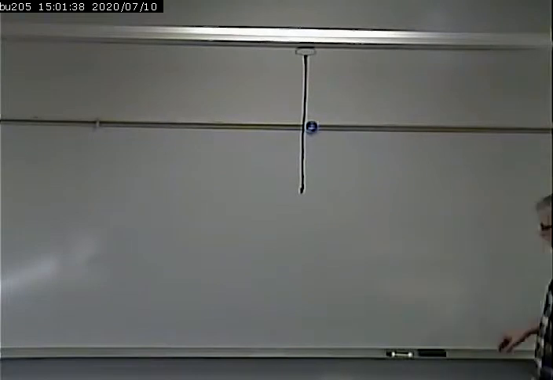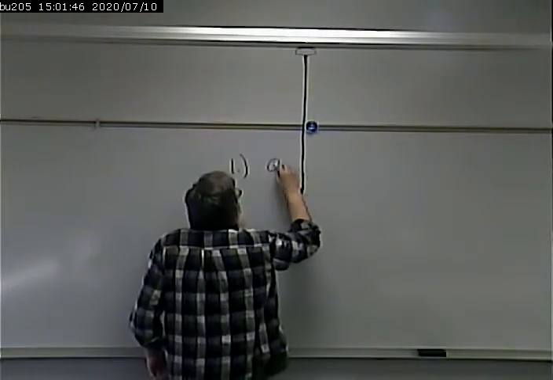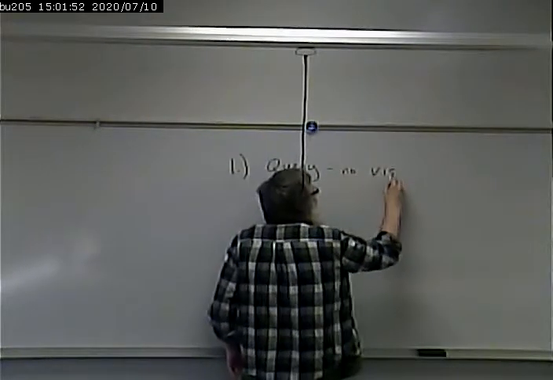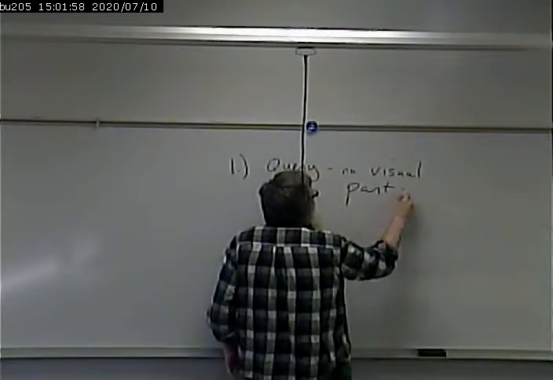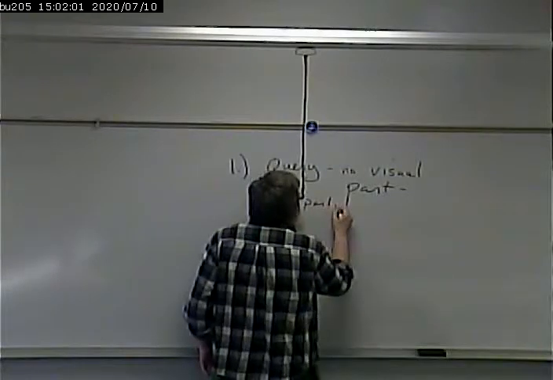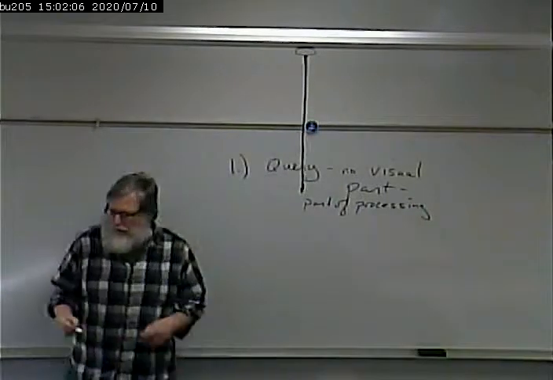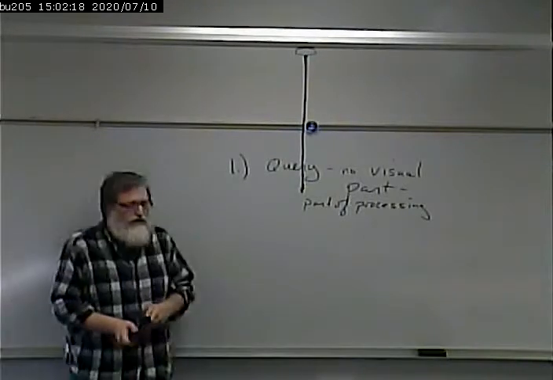Here's our goal for today. Our goal for today is three pieces. First piece is to talk about doing a query that has no visual component. In other words, we're doing a query as part of our processing. That is, we're doing a query and we're not displaying the results, but we're using the results in some other manner. And if you remember where we left off last time, we were doing a little movie queue where you would add movies to the queue.